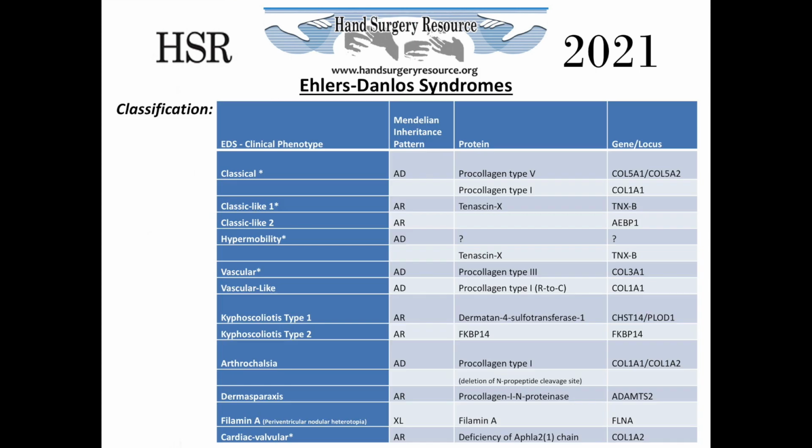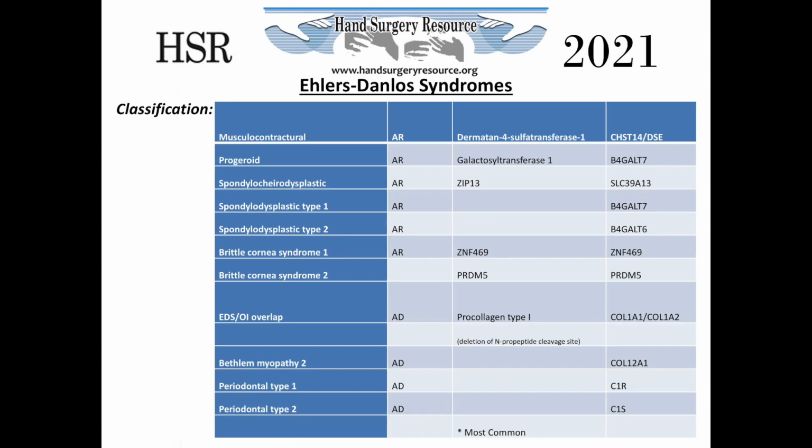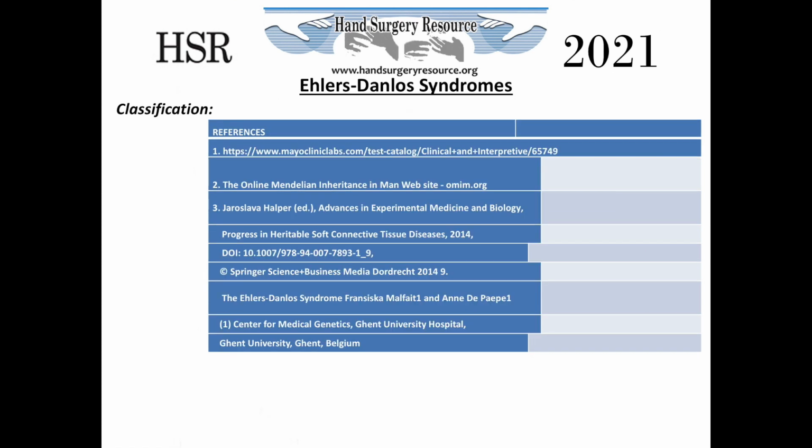This table identifies the majority of the Ehlers-Danlos syndrome phenotypes currently recognized by the International Consortium Group. The table shows the clinical phenotypes which have been identified, the Mendelian inheritance patterns for each clinical phenotype, the gene mutations with the resultant protein abnormalities caused by these gene mutations. This is the second half of the table that demonstrates the current understanding of the classification for Ehlers-Danlos syndrome. The references for this classification table are shown here.